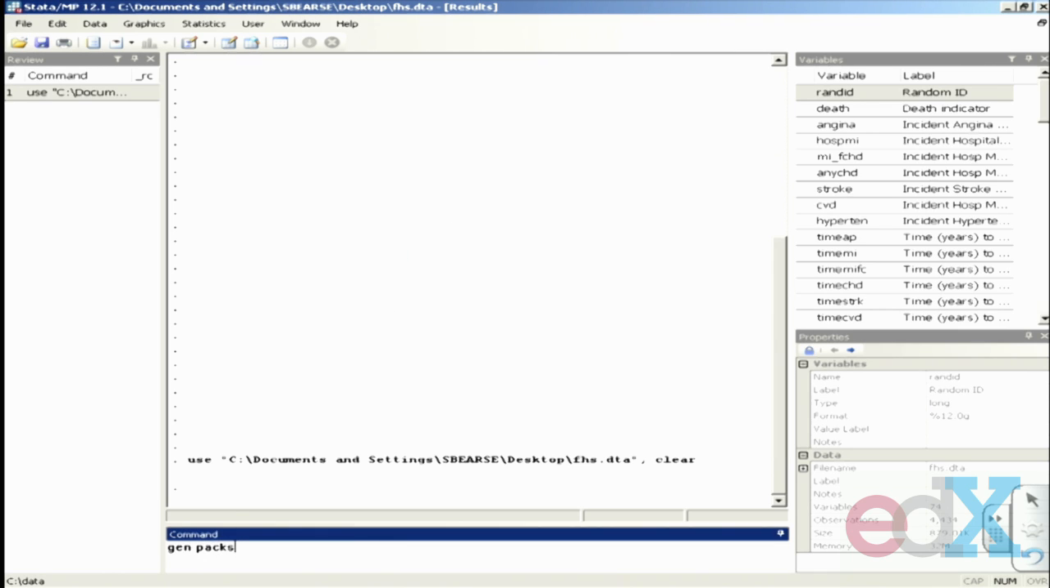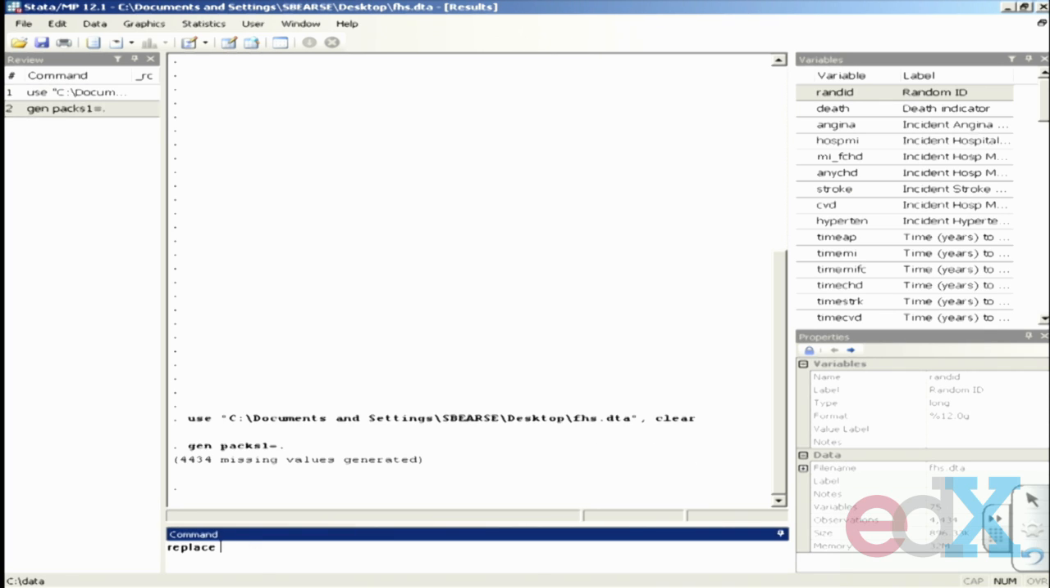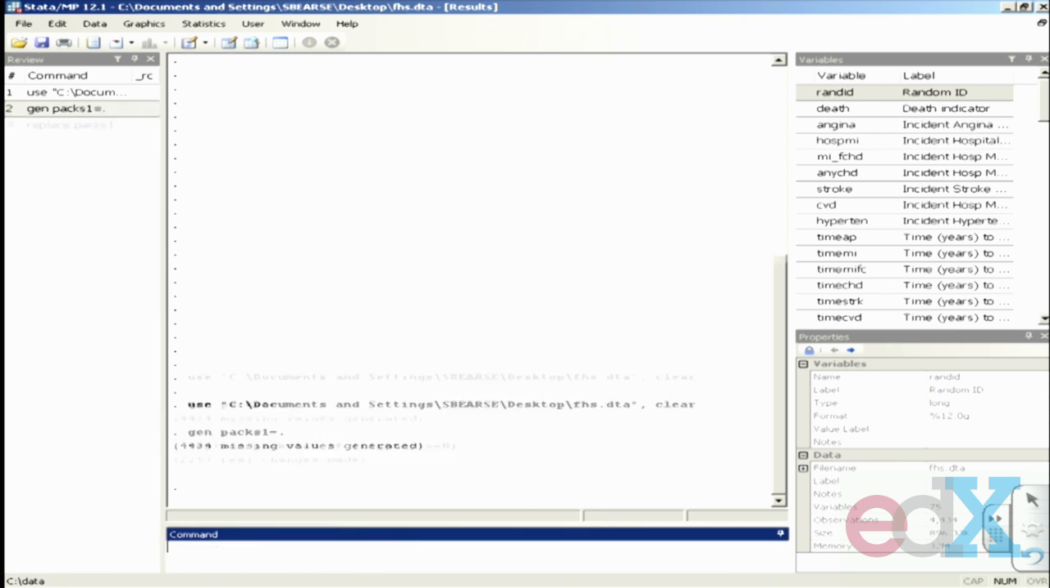We're first going to assign everybody a value of missing, which is shown with a dot. And now we're going to start replacing that missing value with a different value of 0, 1, 2, or 3 based on the number of cigarettes per day.